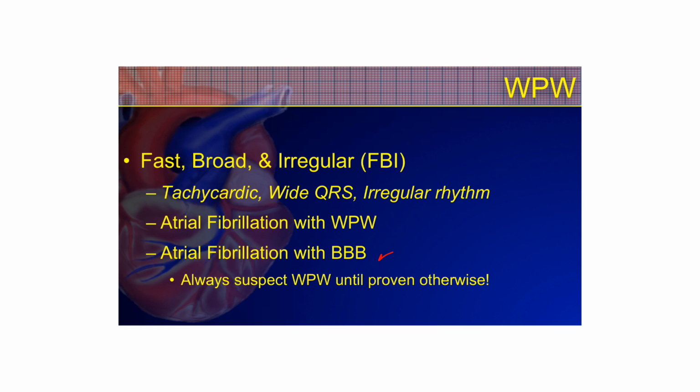Get them out of that rhythm. Get them out of AFib. Get them into a sinus rhythm where yes, they'll still have WPW, but it's not going to be as fast, right? So that's the idea. Cardiovert this patient because you don't have to worry about heparinizing them or anything like that. You know that it's a short-lived tachycardia.